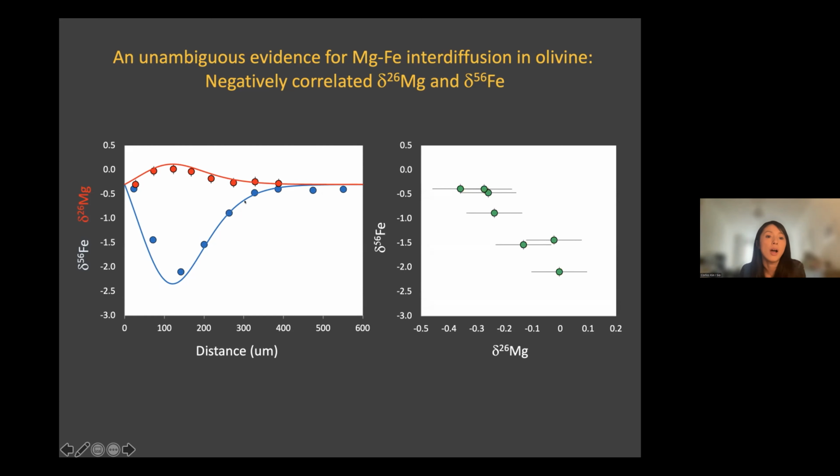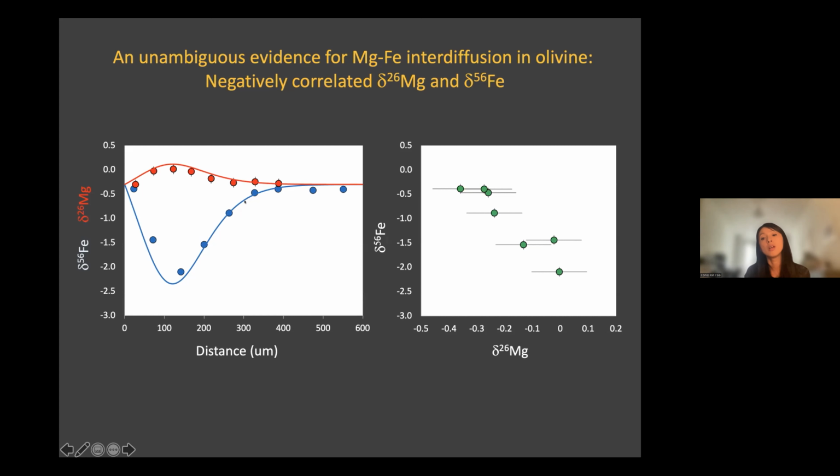So now, if we plot the isotopes against one another, we see the same negative correlation that we saw for the olivine fragments studied by Tang et al. 2010. So this negative correlation holds up whether you have reverse zoning or normal zoning. As long as you have interdiffusion of magnesium iron, you have a negative correlation. And the boundary condition and the crystal growth rates, it doesn't really affect the direction of correlation. You would always get a negative correlation if you have magnesium iron interdiffusion.